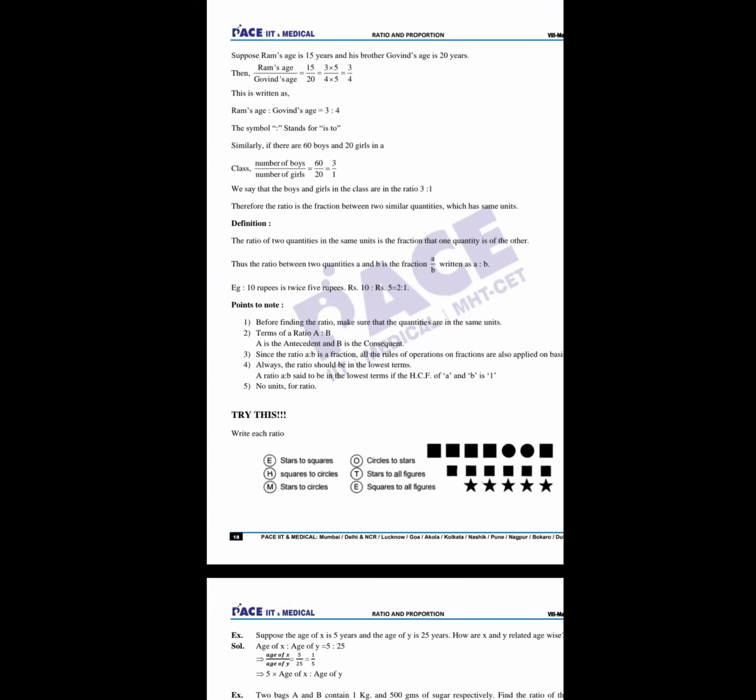Okay, so this is a very simple chapter. It doesn't have theoretical parts. Maximum parts are only questions. You just have to remember a little bit of the theoretical part. So what is ratio?